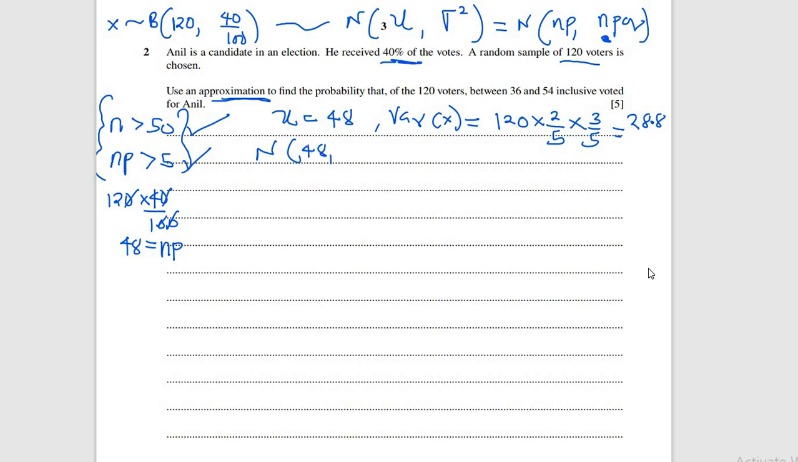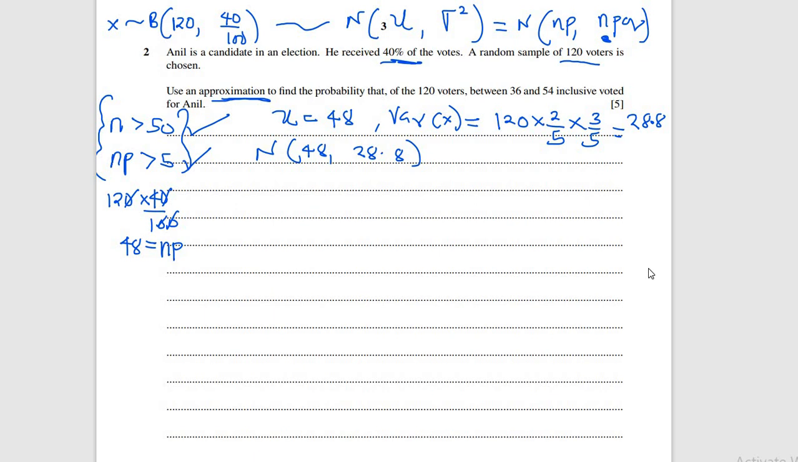48 and 28.8. So mean and variance. That's the first one. Now, use approximation to find the probability between 36 and 54 inclusive.